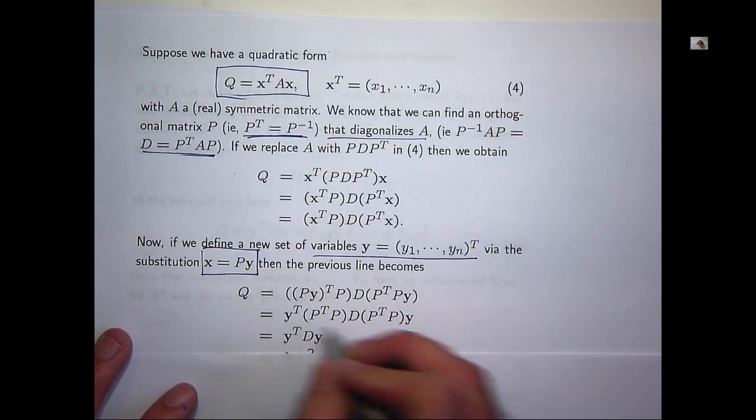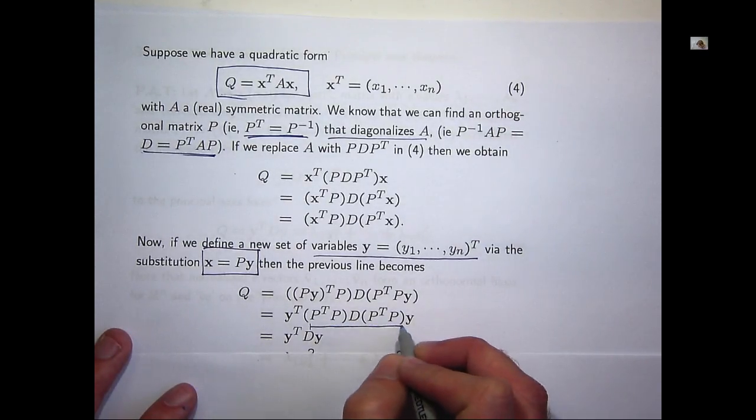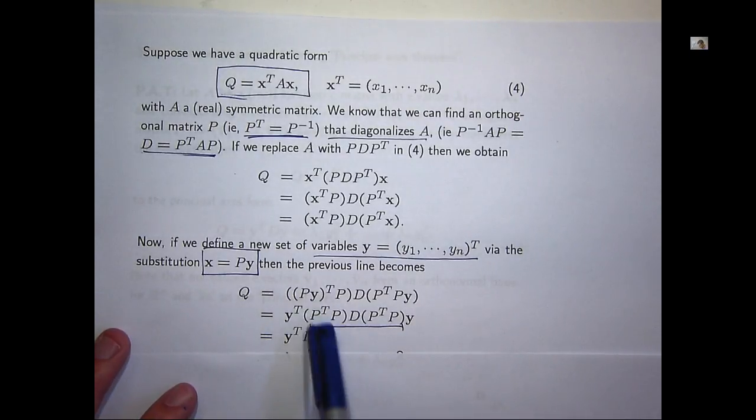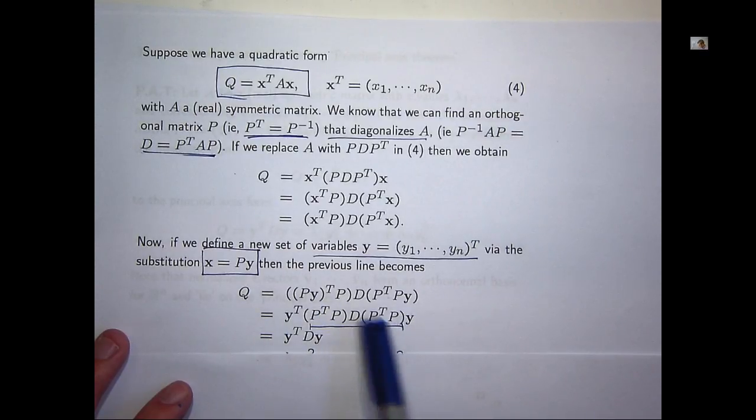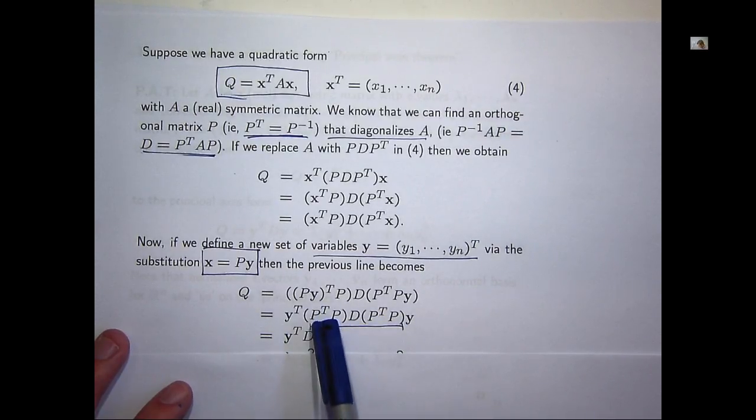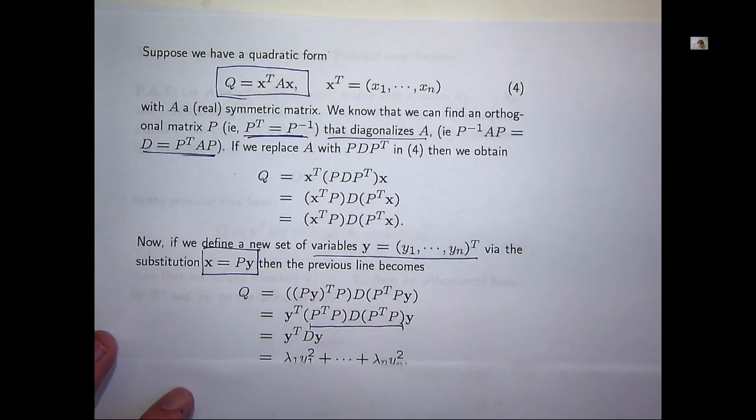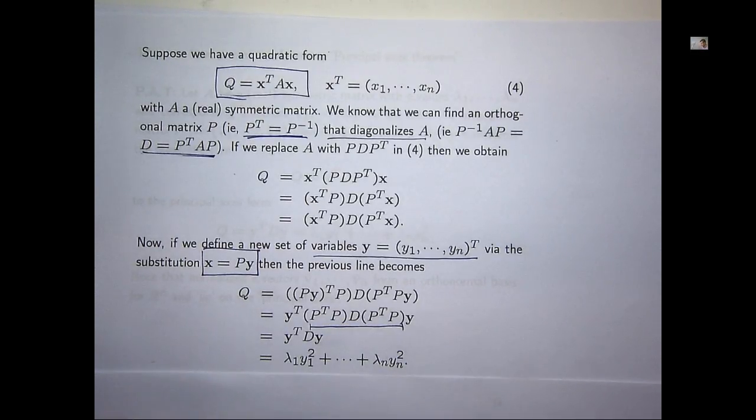And if you look at what's in here, this whole thing, okay, P transpose P, that's P inverse P, that's just going to be the identity. So in the middle, I just get the identity times D times I, which is just D. And I get this form.